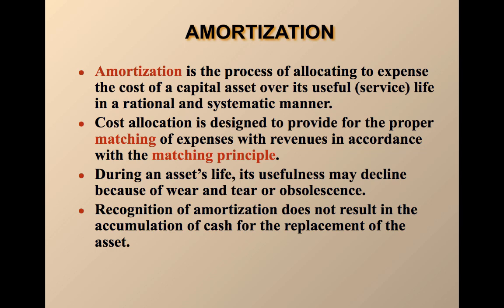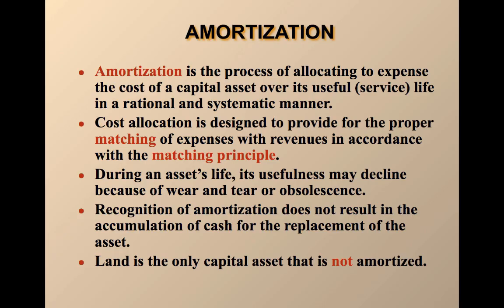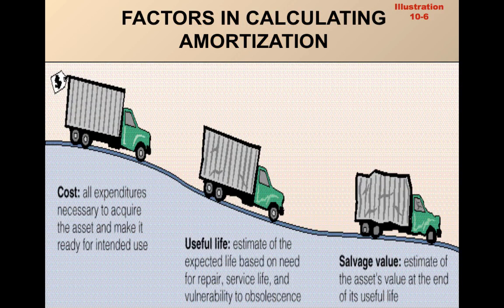Recognition of amortization does not result in the accumulation of cash for the replacement of the asset. There is no cash involved in doing this adjustment. So in chapter 3, we did talk about the adjustment for depreciation, and we are going to still use that exact same adjustment. And if you recall, we never use the account cash when we're doing any adjustments. And keep in mind that land is one of the capital assets that we do not amortize because it actually is known to appreciate, not depreciate. It means it goes up in value over time.